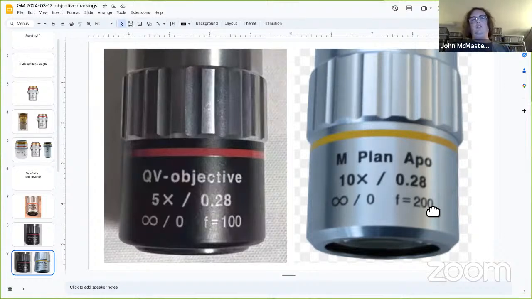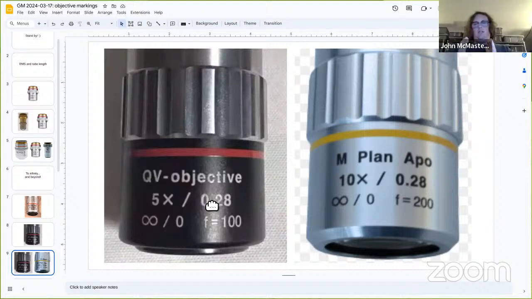So you'll notice this is a 100 millimeter tube lens, and this is a 200 millimeter tube lens. Because the second microscope system has it twice as far away, it's twice as large of an image. And that's why this is a 10x objective in that system, but it's a 5x objective in the other system. Does that explain what a tube lens is?